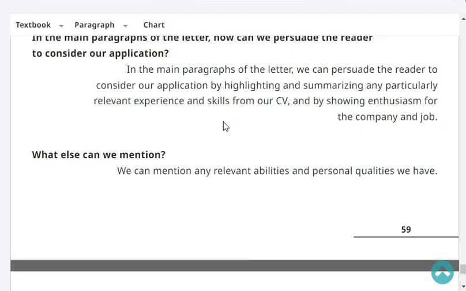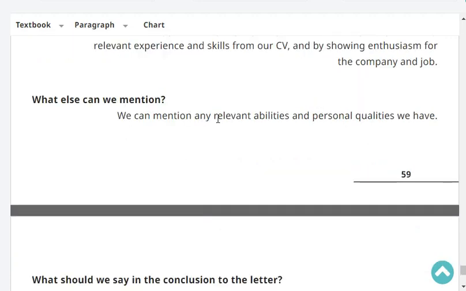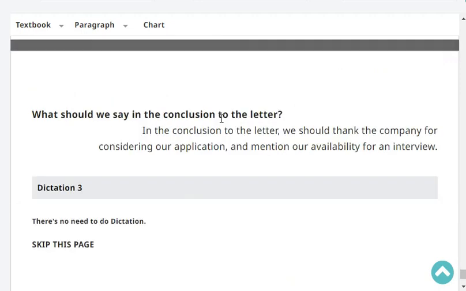What else can we mention? We can mention any relevant abilities and personal qualities we have. Very good. What should we say in the conclusion to the letter?